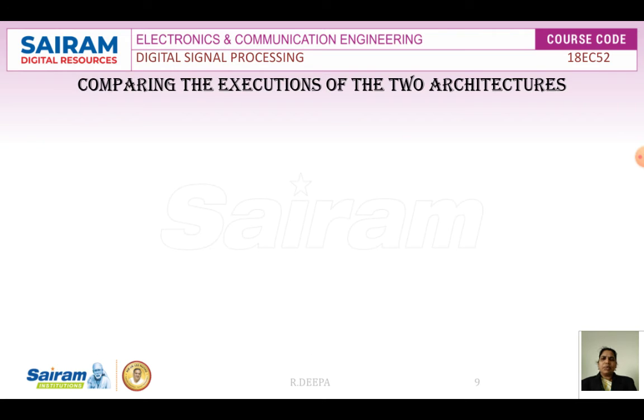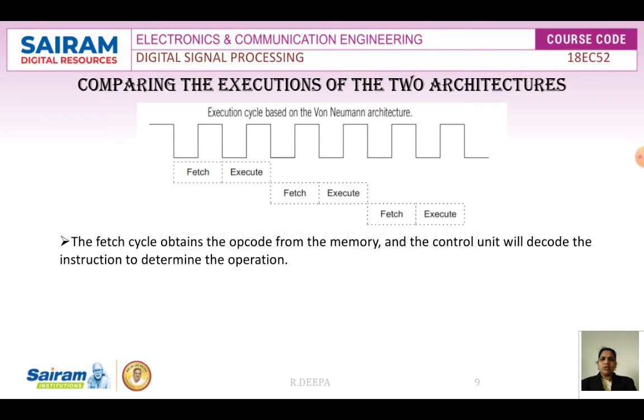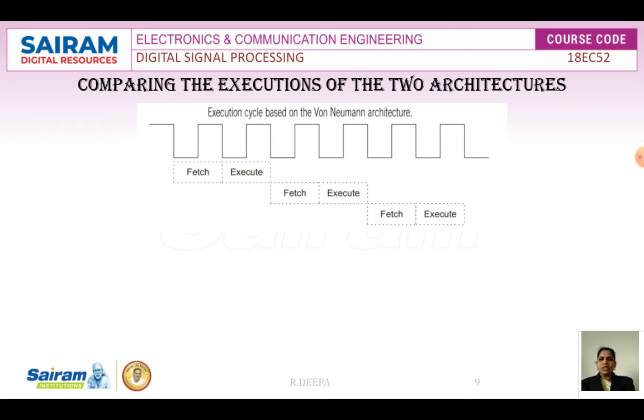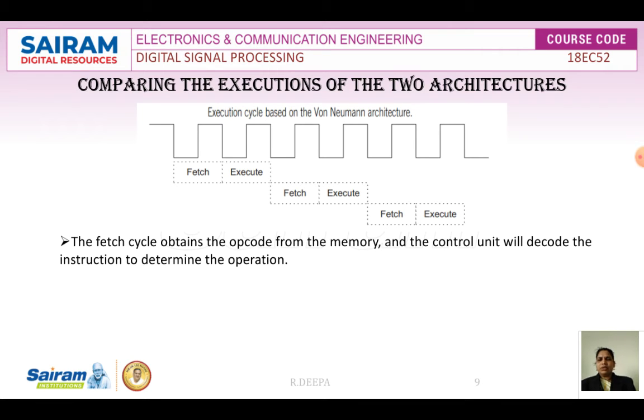And let us compare the execution of two architectures, that is the von Neumann architecture and the Harvard architecture. If you observe the execution cycle of the von Neumann architecture, this is the first cycle where we are going to have the fetch. During the fetch operation, the processor will obtain the opcode from the memory, and the control unit will decode that particular instruction, and it will determine what is the operation the processor is going to perform.